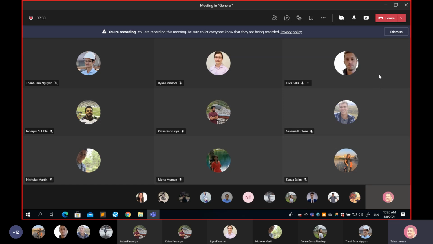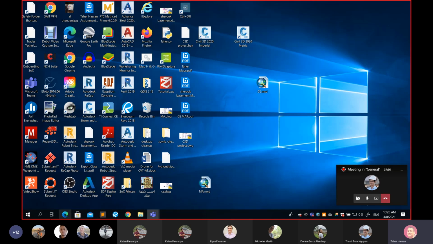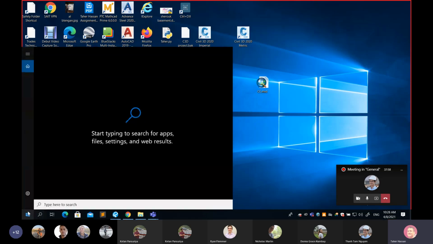Okay, so I'm going to show you right now how simple it is to do a map projection in ArcMap. We don't have to memorize any of those equations. All we have to do is understand the meaning of map projection and the terminologies that go with this process. So what I will do right now is I will simply start my ArcMap.